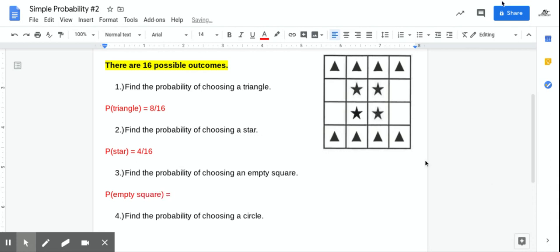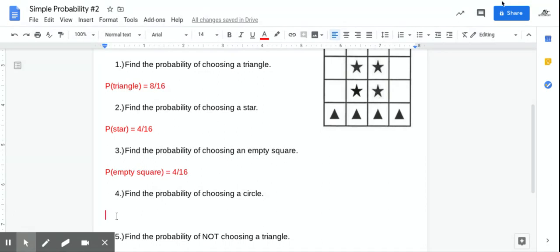Okay, now again, I have to determine how many ways or how many chances do I have to pull out an empty square? Well, how many empty squares do I have? I have 1, 2, 3, 4. So I have 4 chances to pull out an empty square. So my numerator is 4. Draw your fraction bar or your slash, and your denominator remains 16.